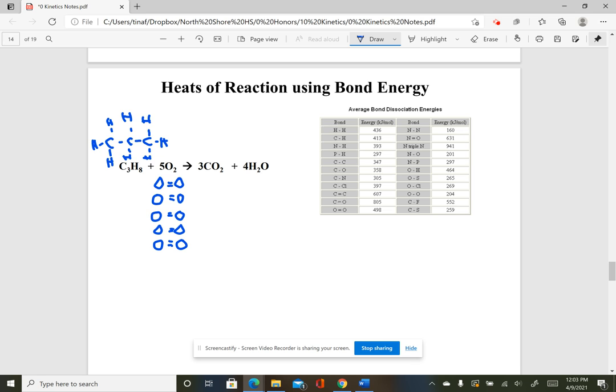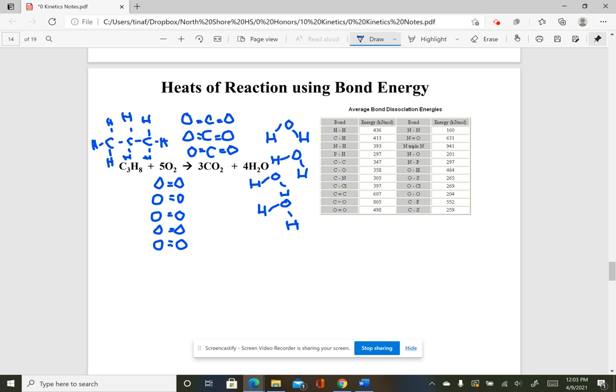All right. Carbon dioxide looks like this. And I have 3 of them. You'll see why I'm doing all of this, I promise. And then last but not least, we have water. And we have 4 of them. And here's my last water.